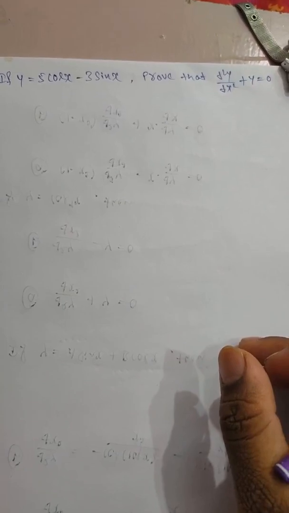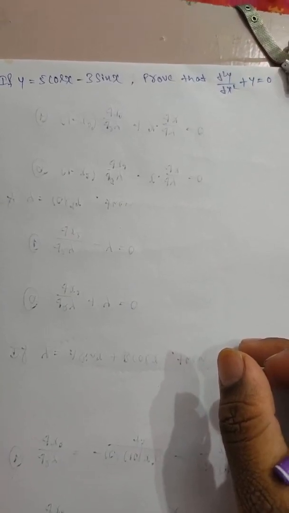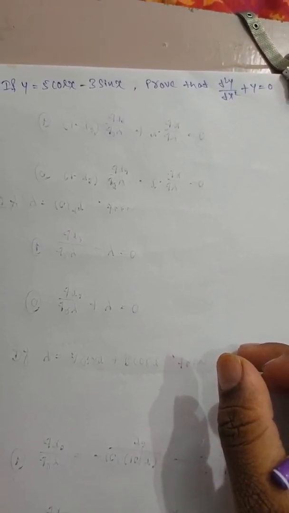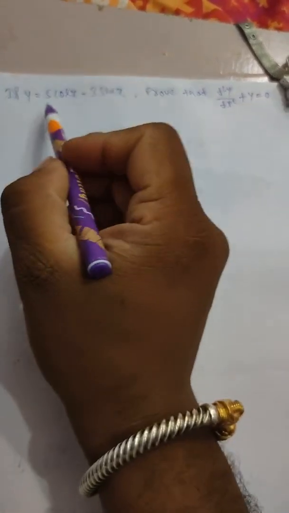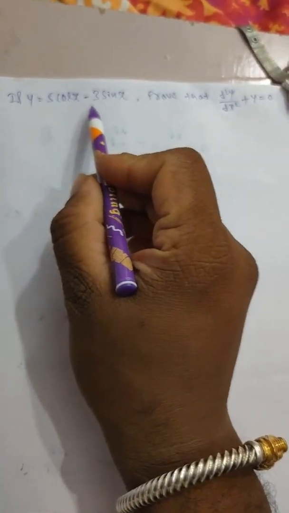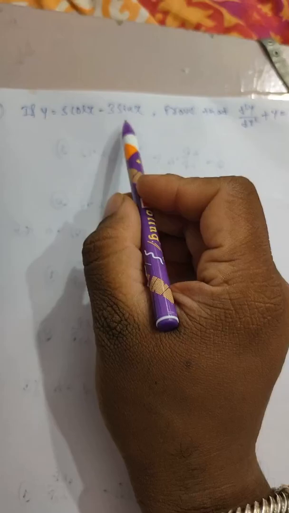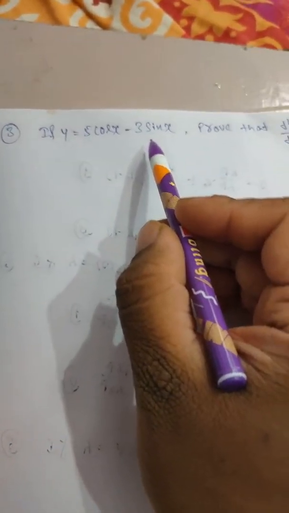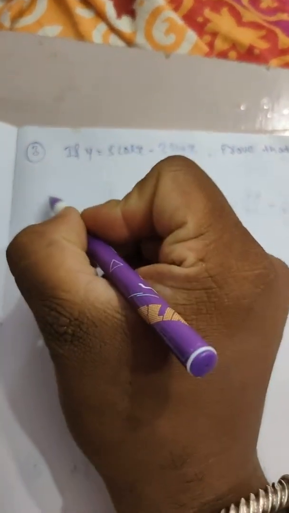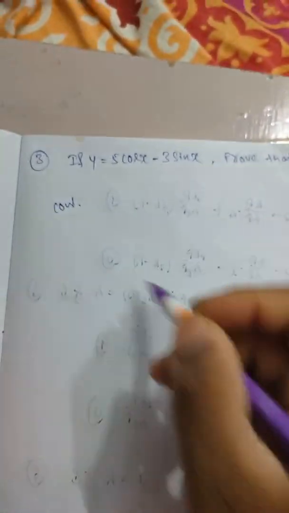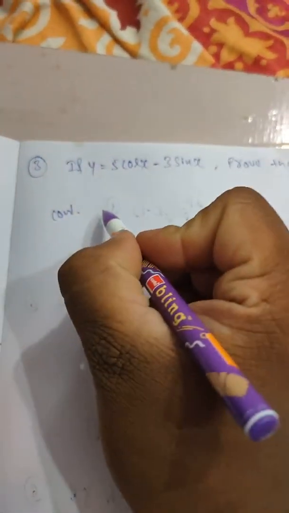If y is equal to 5 cos x minus 3 sin x, then prove that d square y by dx square plus y is equal to 0. So this is the given question. If y is equal to 5 cos x minus 3 sin x, then prove that d square y by dx square plus y is equal to 0. Let me consider this one. This is a very important 5 marks question.